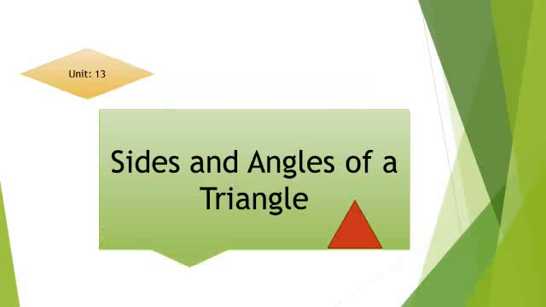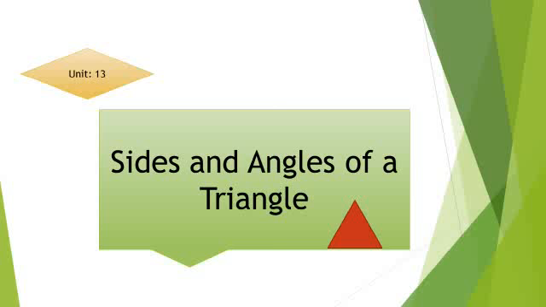As you have learned 12 units of your book, now we will start unit number 13, which is about sides and angles of a triangle. In this unit, we will discuss about triangle, its different sides and its angles. But first of all, I'll explain triangle. Triangle is a shape which has 3 sides and 3 angles. If a shape has 3 sides and 3 angles, we can call that shape a triangle.